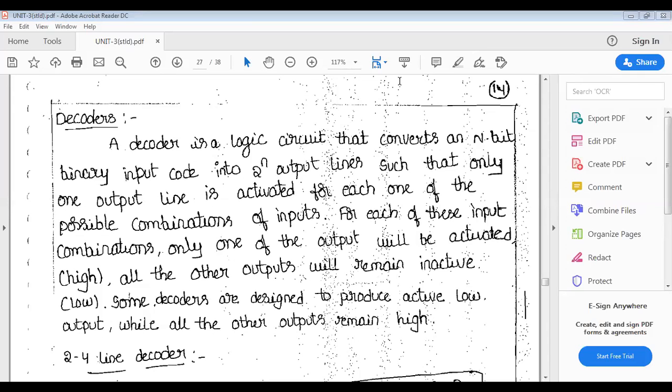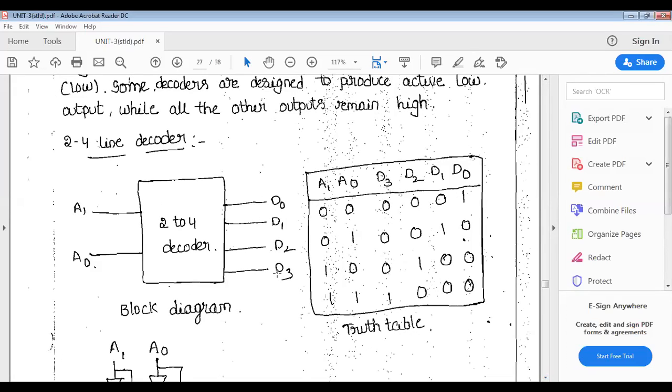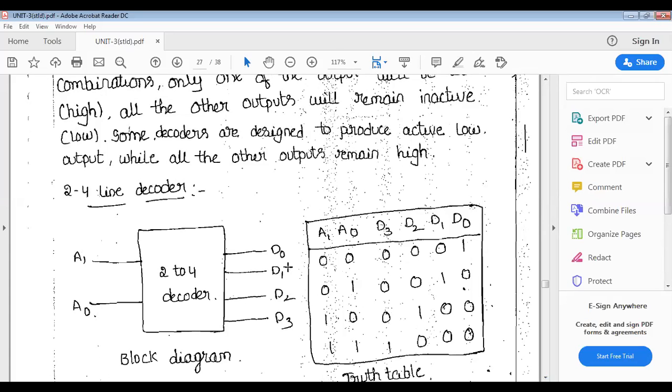Now, you see the decoder. The decoder is somewhat different, similar to the demultiplexer. What is a demultiplexer? On the output side, many outputs: single input and many outputs, 2 power n number of outputs. So the decoder is similar to the demultiplexer.